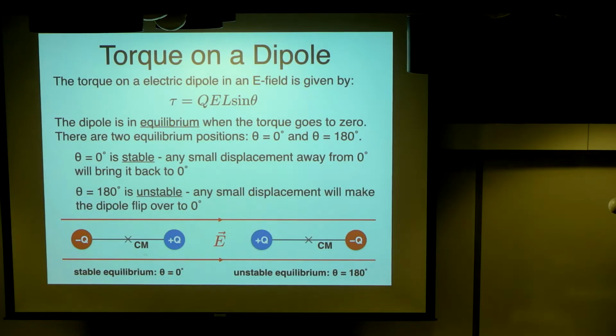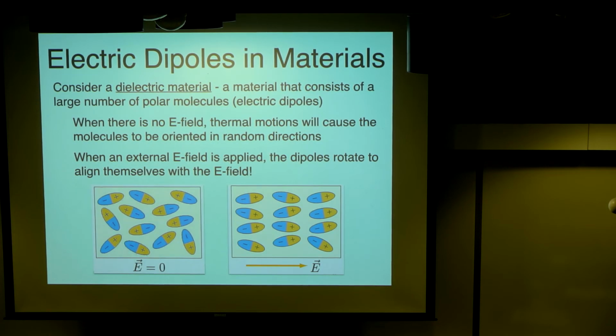So, that's what it looks like from one dipole. What if we have a whole bunch of dipoles? Okay? This is what we call a dielectric material. And this is something that's found inside of a lot of electronic equipment, specifically capacitors. They're all filled with dielectric materials. The dielectric material is just anything that consists of a huge number of dipoles. You can call these polar molecules. Same thing.